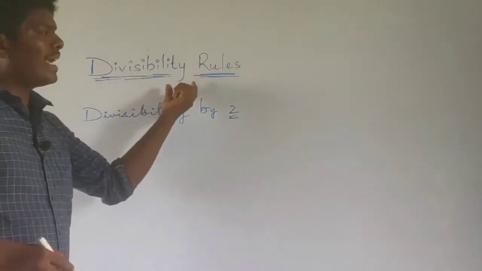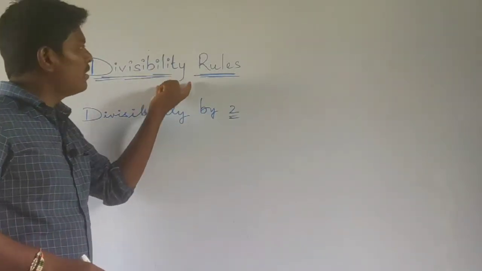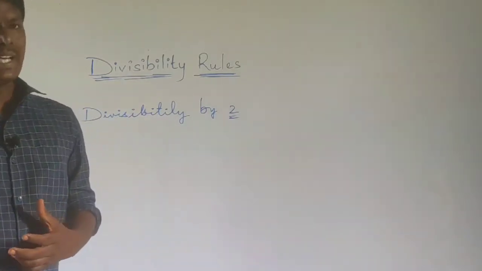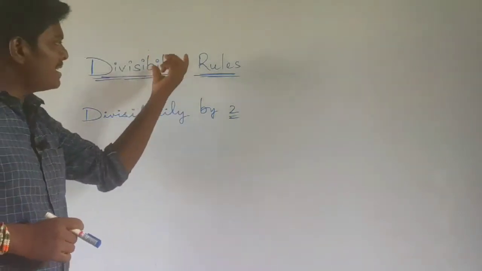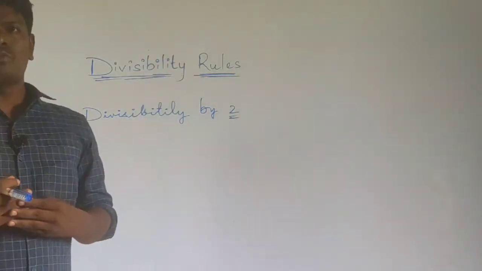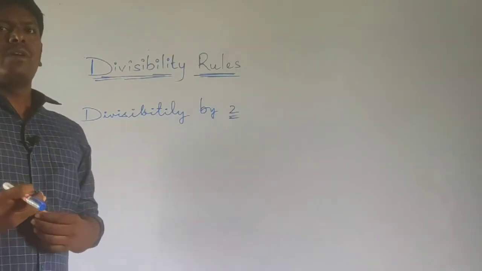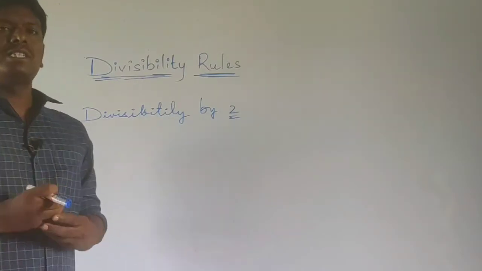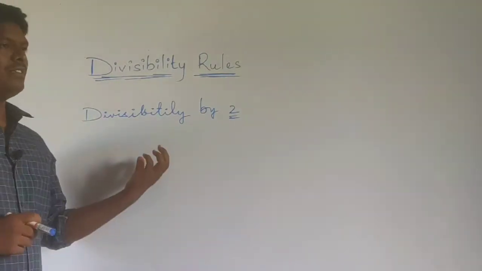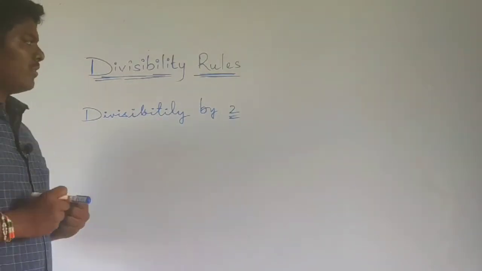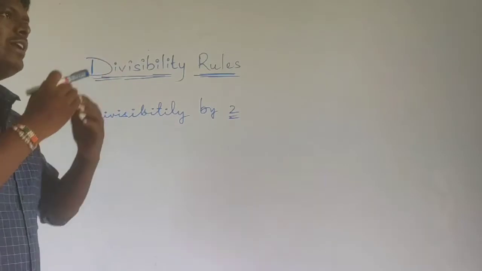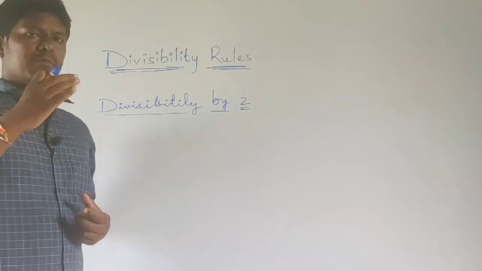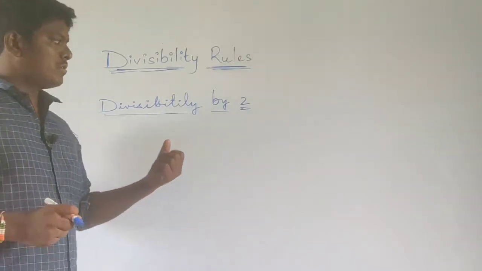These divisibility rules help us to find whether a given number is divisible or not by a particular given divisor. By using these rules, we can reduce the time instead of doing a division. We can save the time, because doing division is a lengthy process. So if you want to know whether a given number is divisible by 2 or not, we can know.